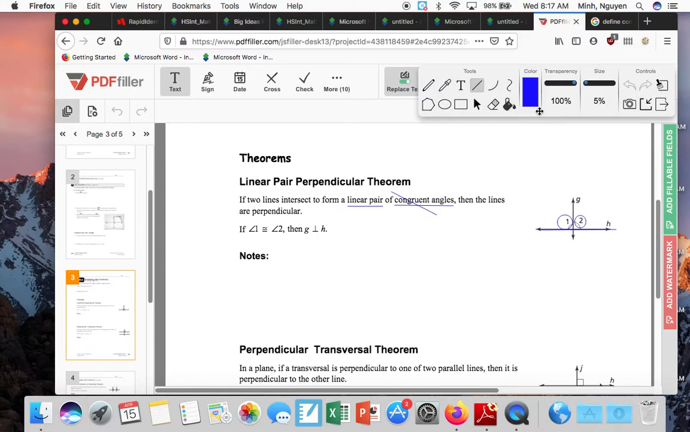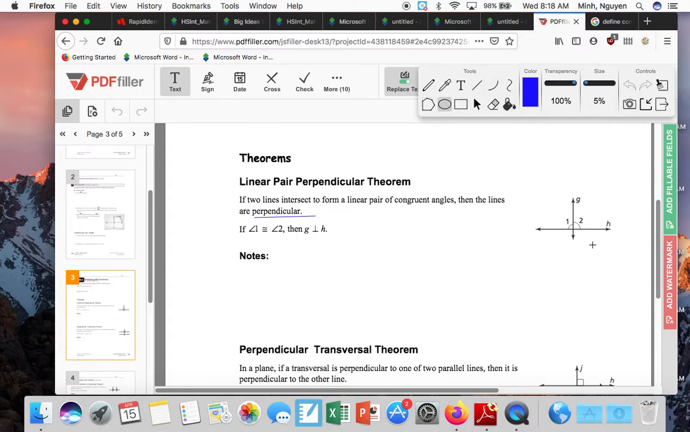So the angles have to have the same measure, right? So like if one angle is 10 degrees, the other one is 10 degrees. If one is 30 degrees, the other one is 30 degrees, whatever. You know, the angles have the same measure. Then the lines are perpendicular. And why is that? Well, think about how much a line is. Oh, sorry. The lines are perpendicular. What does that mean? The lines form a 90-degree angle.